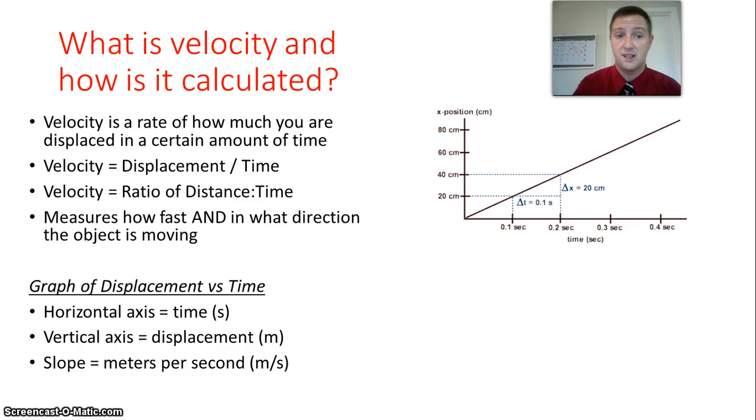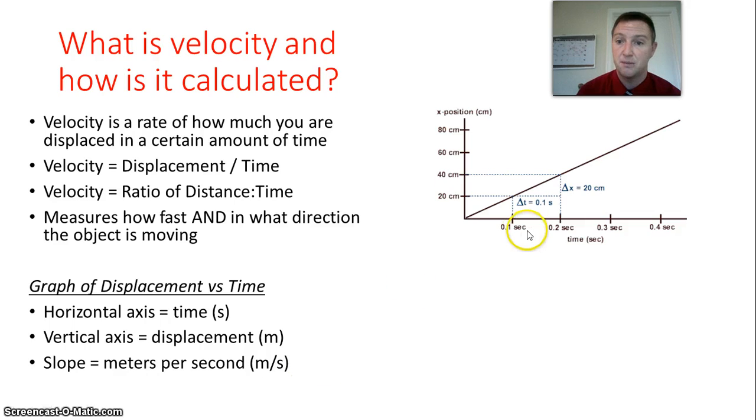Position changes over time. Now, neat things happen when you graph displacement versus time. So if I put time on the horizontal axis, and 99% of the time it's going to be on our x-axis when we're talking about motion, and my displacement goes on the y, all right? This is my dependent variable. My position depends on the time, okay?